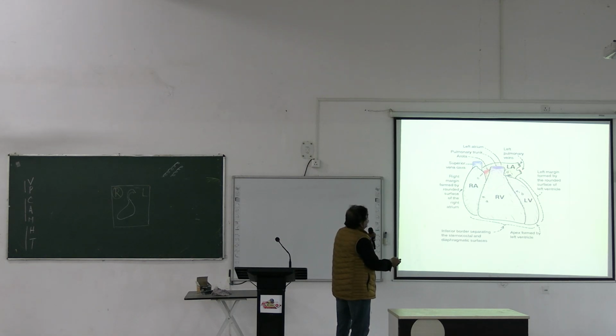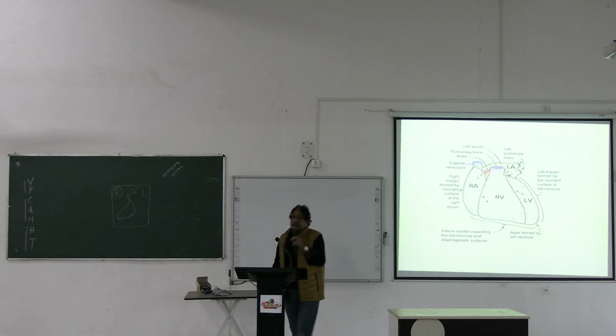Now left margin formed by the rounded surface of the left ventricle, the apex formed by left ventricle, this is the left ventricle, and you see the inferior border separating the sternocostal and diaphragmatic surface, this inferior border. Now the right margin formed with the rounded surface of the right atrium. Now this is important.